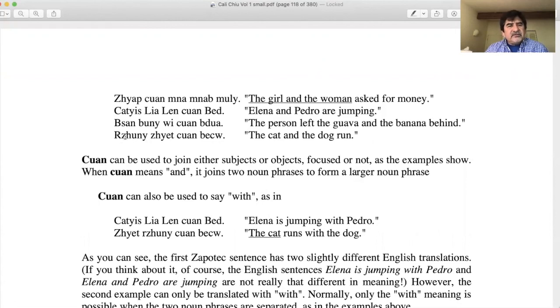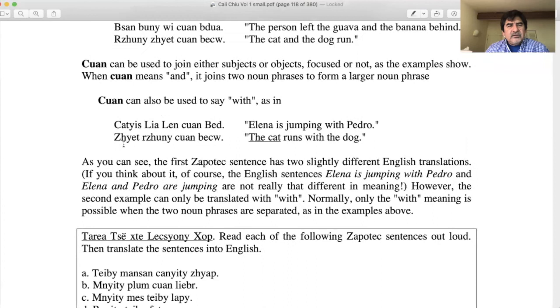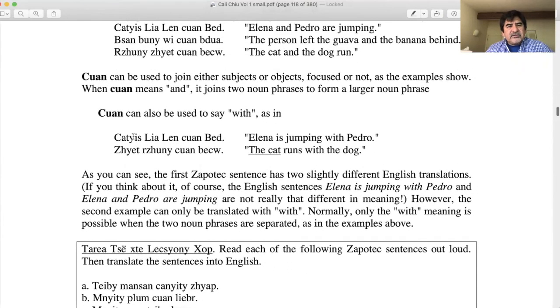If you want to say this in the perfective, you just change the R to V, right? So it would be runjet con back. If you see them running right now, again, you change the R. Instead of the R, you use the CA. Kajunjet con back. All right. And then here we have another example. Katias Elena con bed. So it's Elena jumping with Pedro. Jet run come back. The cat runs with the dog.